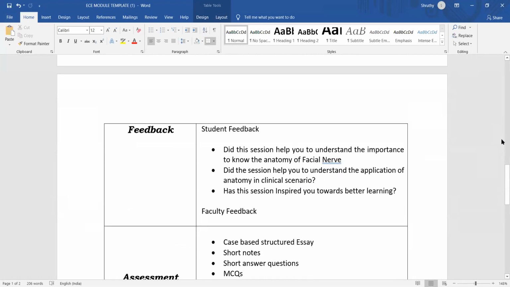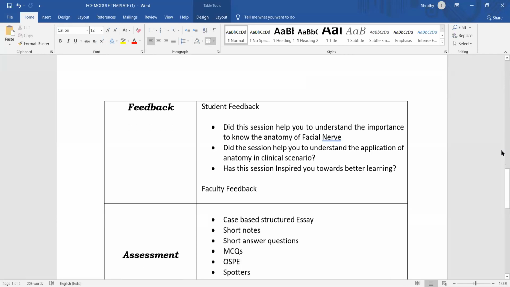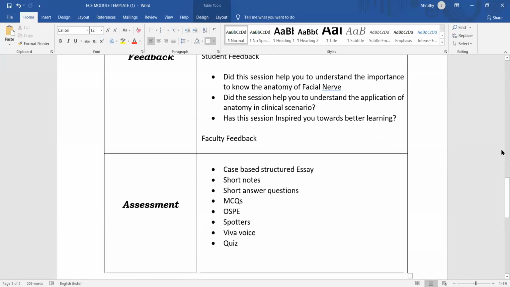Some of the resources that could be used. So feedback: we can get feedback from both students and faculty. In regard to students, we can get feedback regarding how they have understood the facial nerve in terms of correlating it with a clinical scenario. Our feedback would be better if we go around that and how this ECE session has facilitated them to learn better.